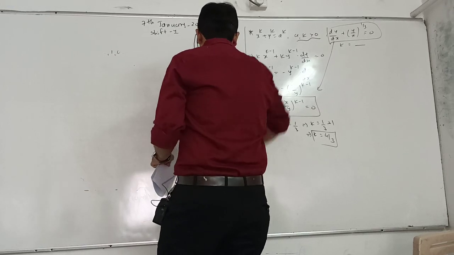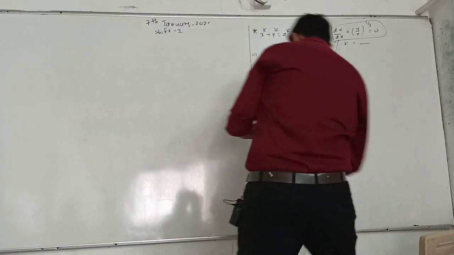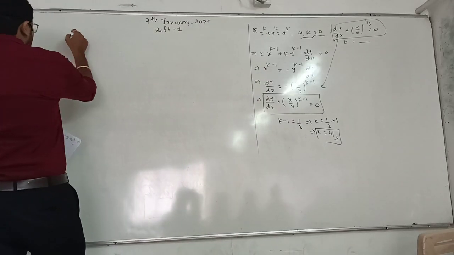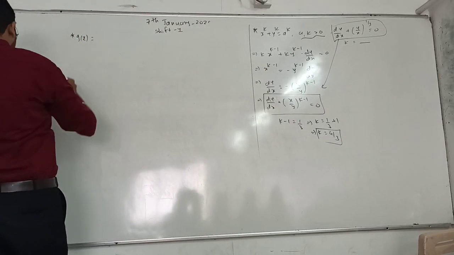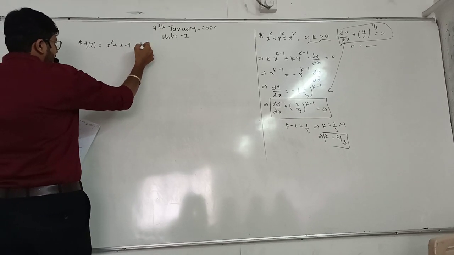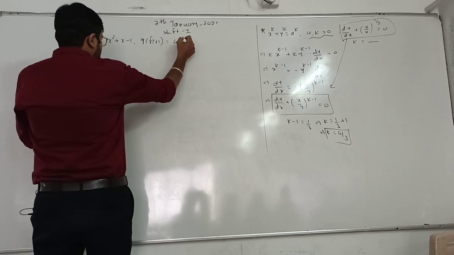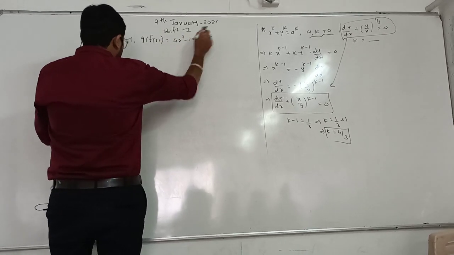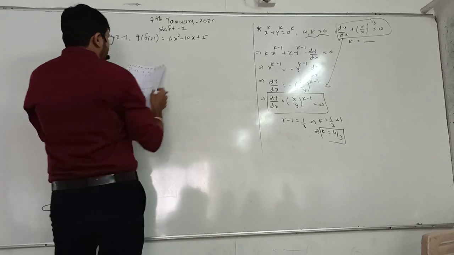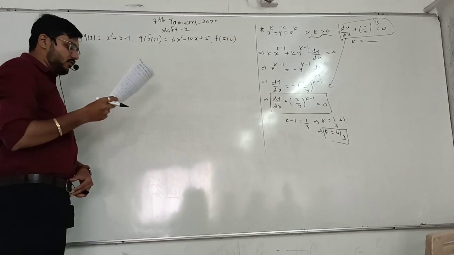The next question is, we have a function g(x) equals x square plus x minus 1, and we have g(f(x)) equals 4x square minus 10x plus 5. We have to find out f(5/4). This we have to find out.